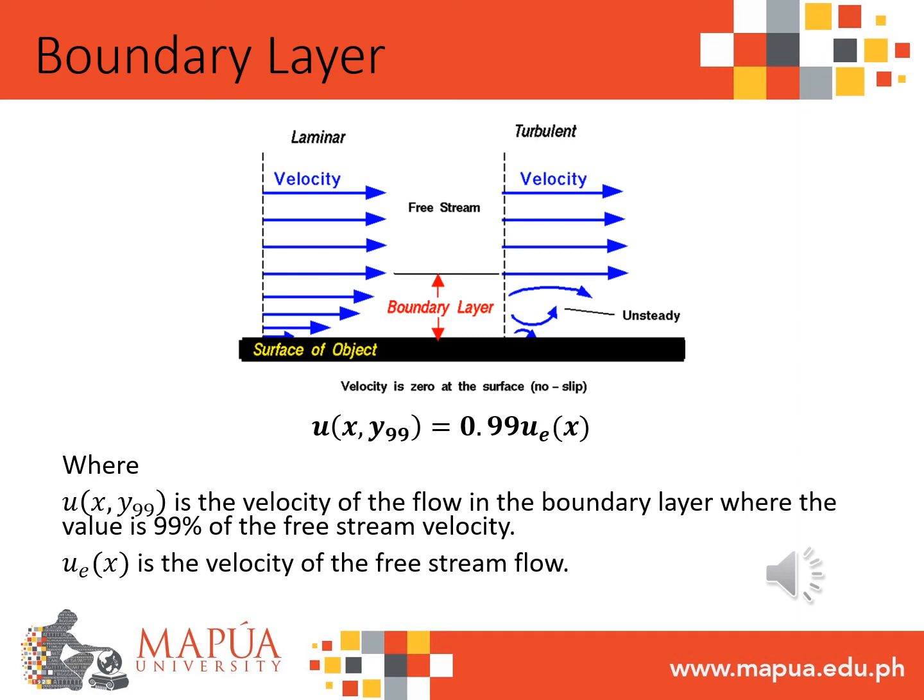Another way we can describe the boundary layer is through its thickness. Depending on the condition, the thickness of boundary layer differs. One simple method in determining the thickness is the 99% rule. The boundary layer thickness will be measured from the surface up to the point where the velocity is 99% of the free stream flow's velocity. The 99% boundary layer thickness can be represented by the following function, where U is the velocity of the flow in the boundary layer, where the value is 99% of the free stream velocity, and U sub E is the velocity of the free stream flow.